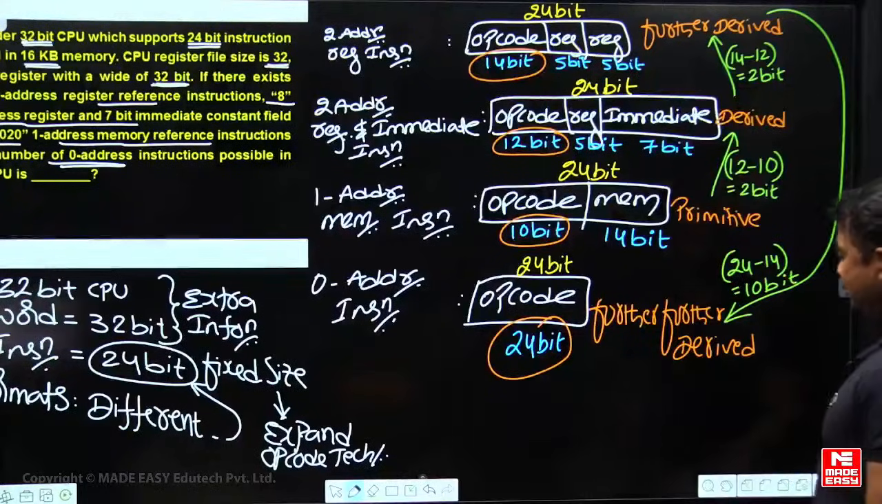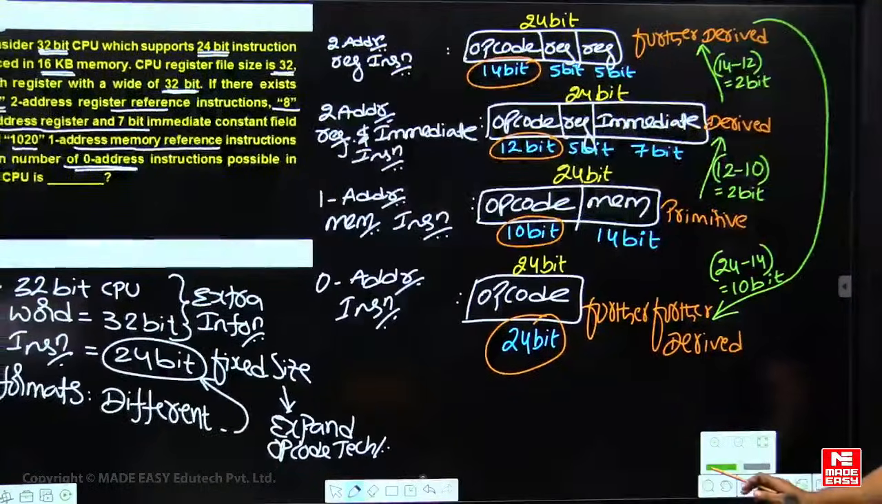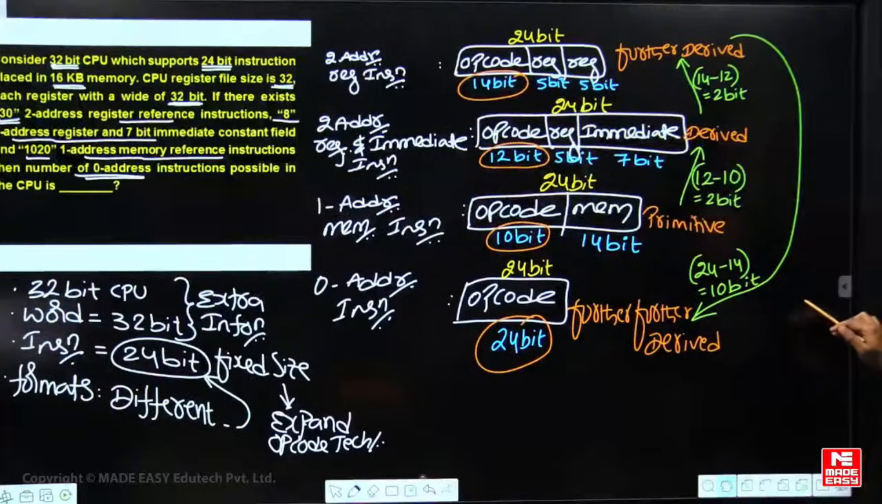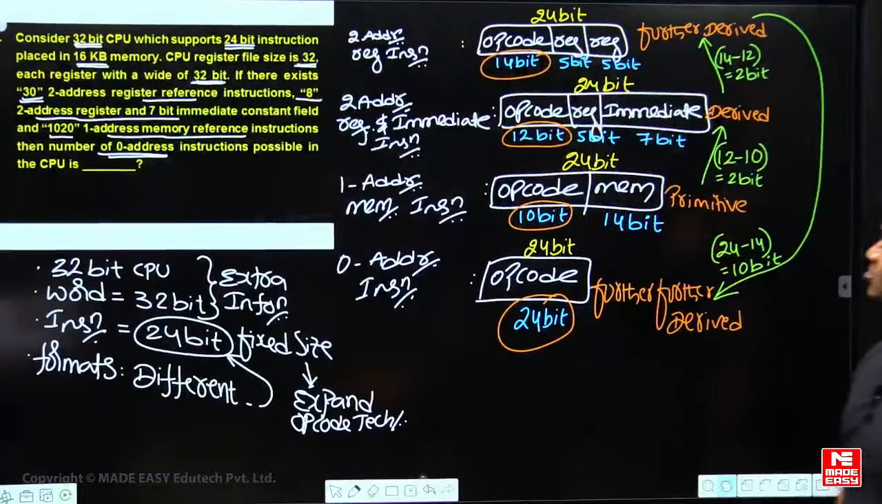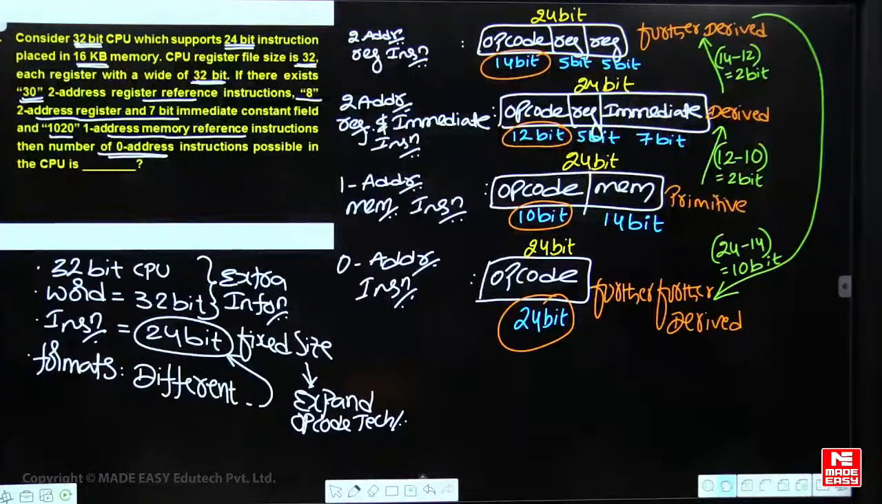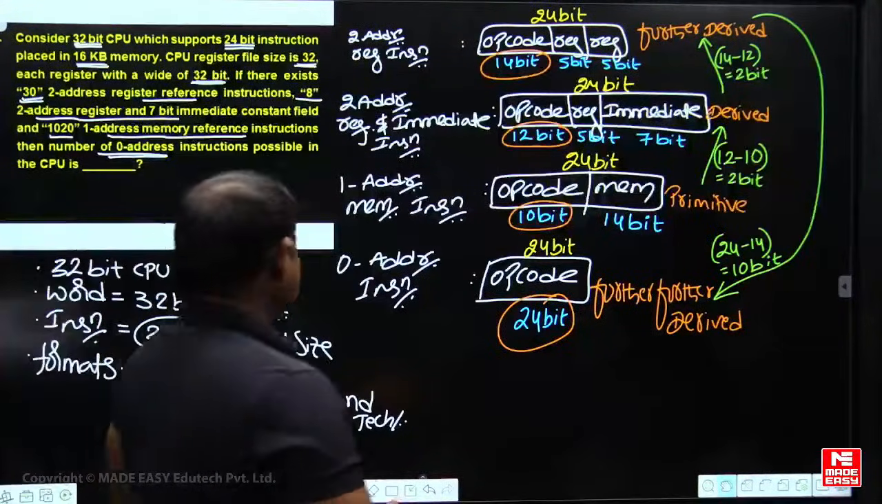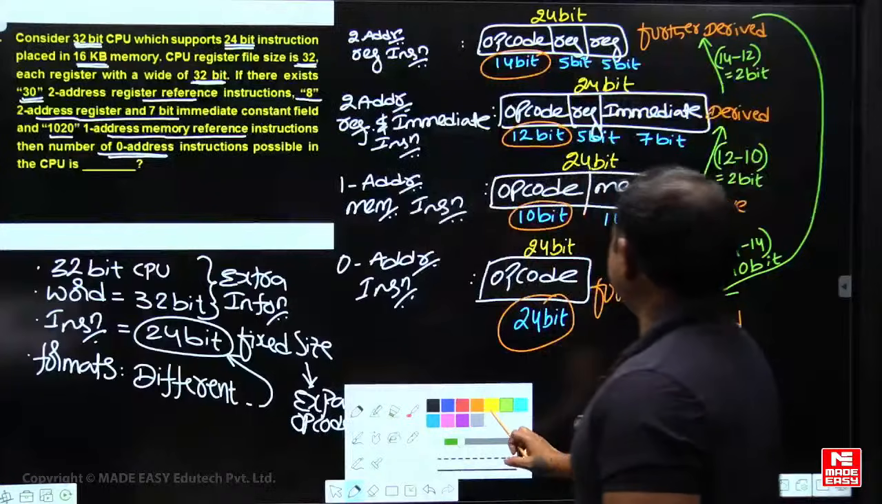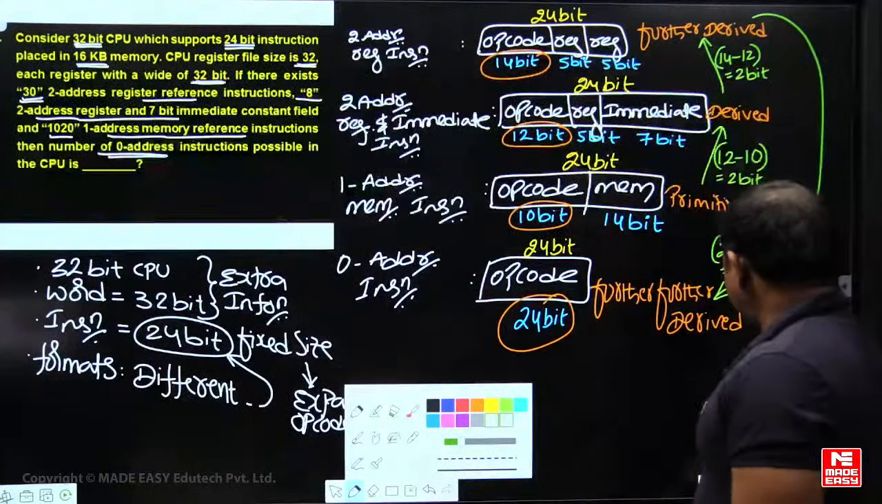This is the expanding opcode technique. Everyone knows this. Expanding opcode. Okay, now start. Ratnesh Pandey, yes, right answer. Okay, Ratnesh is correct. Remaining students.